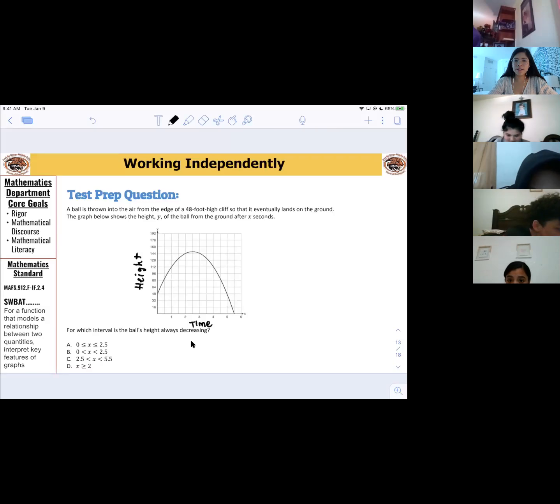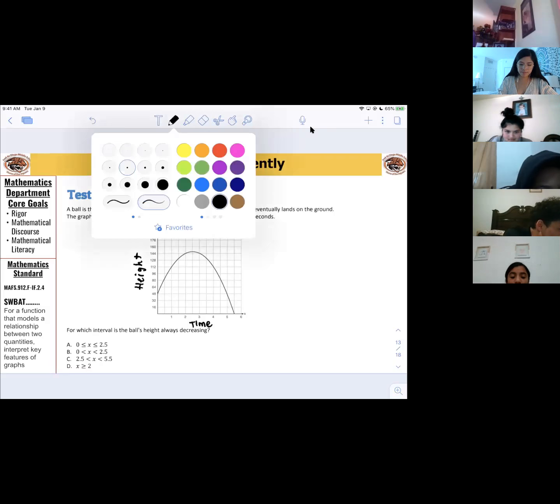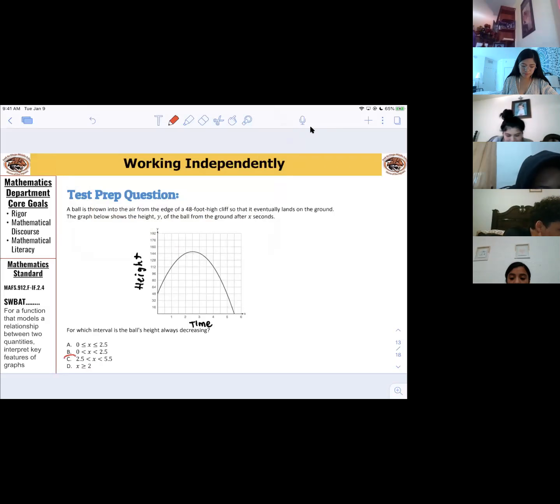Nice job on this one, guys. Most people got this one right. There were a few incorrect answers, but since I have 10 people who got it right, can I have one volunteer give me a reason why C is the correct answer? Because when you go to 2.5 and the rest down, it's always going to go down. Good. So this is 2.5. And this is the ending point, 5.5. And during that time, the ball was going down. It went up and then it went down.